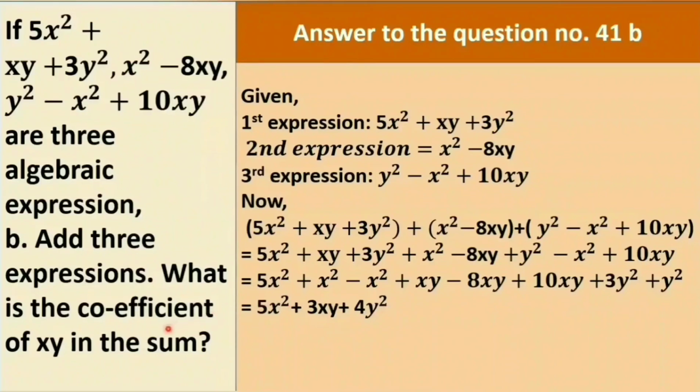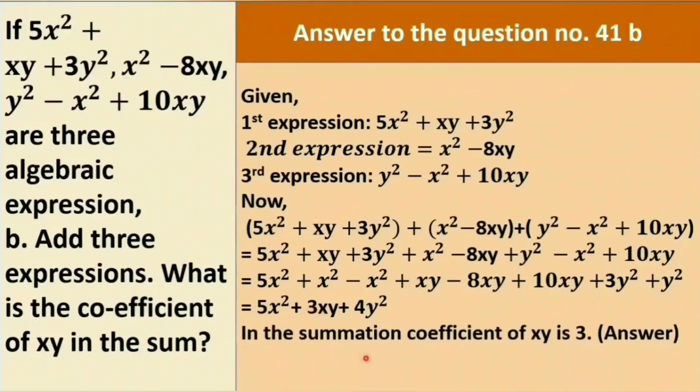Now we have to find the coefficient of xy from the sum. See here, this is the variable xy, and with this variable xy we have the coefficient 3. So in the summation, the coefficient of xy is 3. This is the answer. Here in this math there are two answers: the result of the summation, and the coefficient of xy, which is 3.